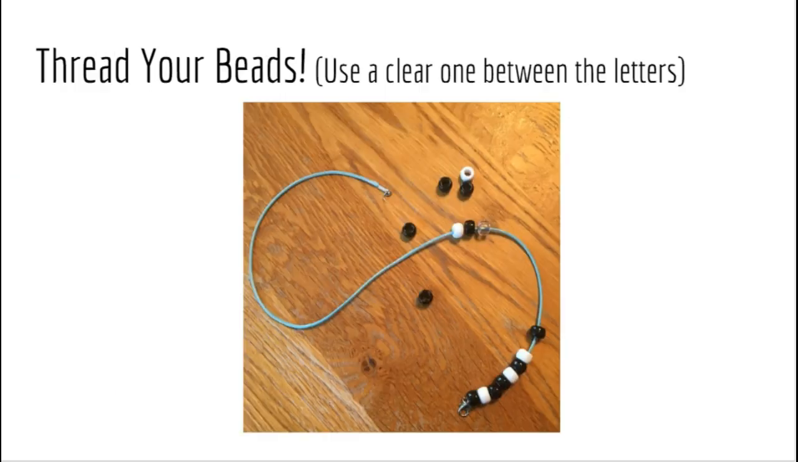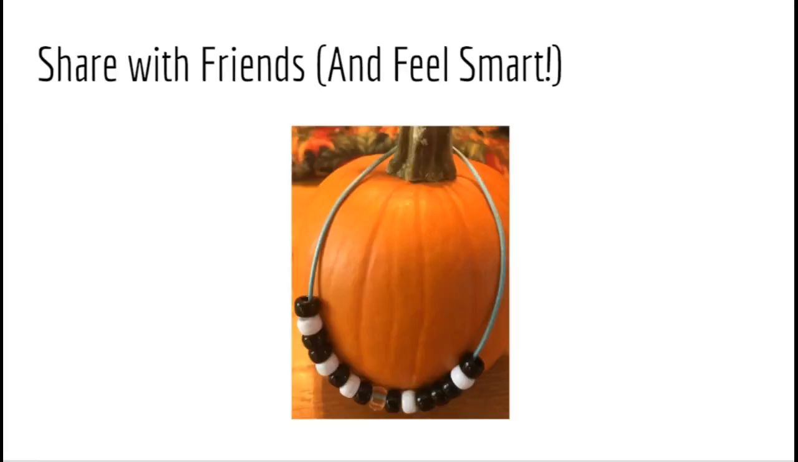All right, so the next move is to obviously thread your beads. Put them in the order from beginning to end of the 2 initials. Make sure that you put that clear one in the middle so that it's between the 2 letters. Once you've thread all those beads, you can take that, put it around your neck, clasp it in the back, or have a friend help you, share it with your friends, and feel smart.